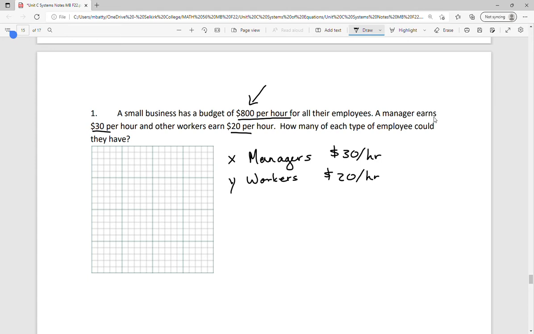One thing that you could do when you're trying to come up with your constraints, your equations that you could put on the graph, is say that X has to be greater than or equal to 0, and Y has to be greater than or equal to 0. We can't have a negative number of people. The other thing you could do is start labeling your graph. So the x-axis is going to be about the number of managers, and the Y is going to be about the number of workers.